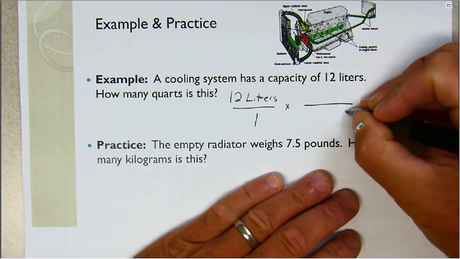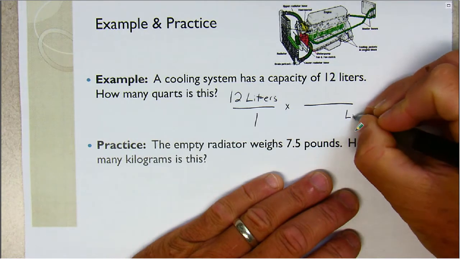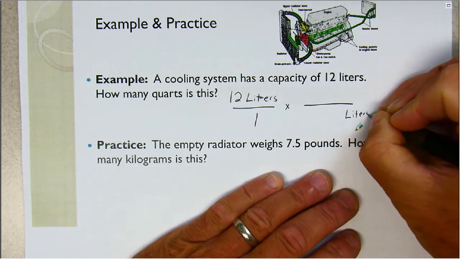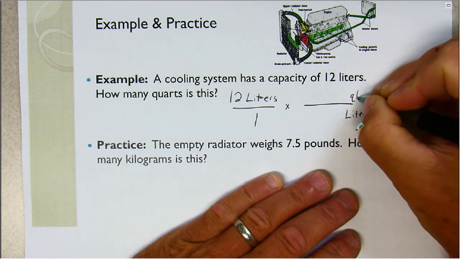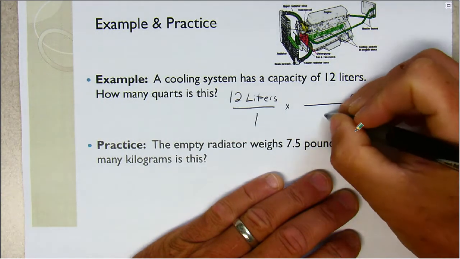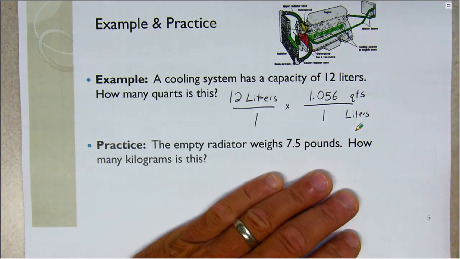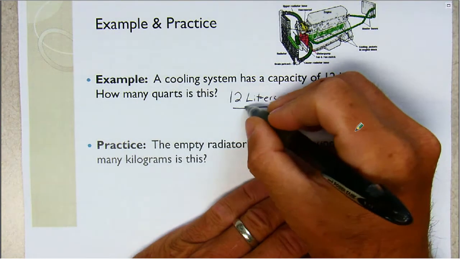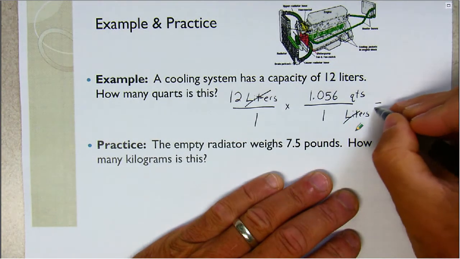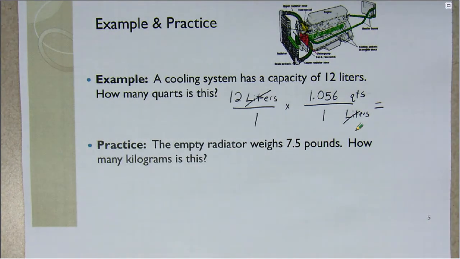Okay, so we're going to have to put liters on the bottom so that they cancel. Liters, make sure that you're writing your units when you write these out. Quarts goes on the top. 1 liter is 1.056 quarts. We just saw that on our conversion sheet. That makes the liters cancel off. And now we'll reach for our calculator.